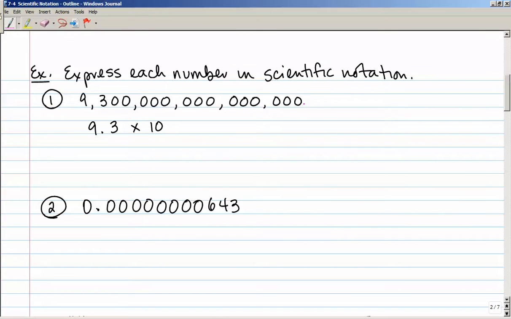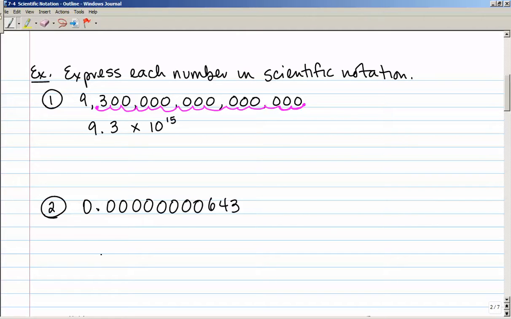Now the easiest way to do this is to just kind of go like this. 1, 2, oh, my original decimal point's here. I need to get my decimal point here between the 9 and the 3, so I'm going to count. 1, 2, 3, 4, 5, 6, 7, 8, 9, 10, 11, 12, 13, 14, 15 to get the decimal point there. So this is going to be 9.3 times 10 to the 15th power. And because this is a really large number, my exponent is going to be positive. When the exponent is positive, it's a really big number.